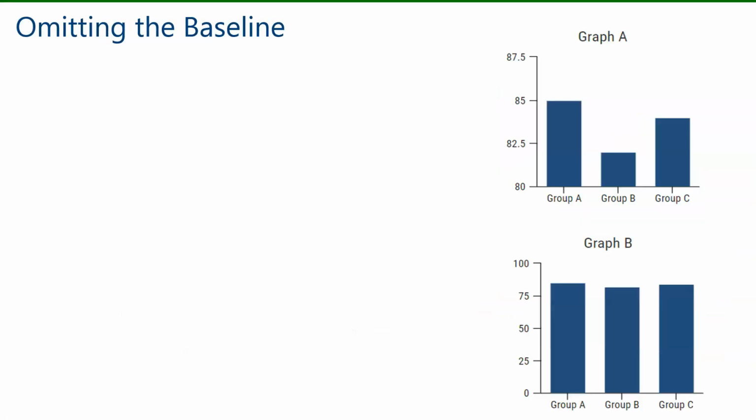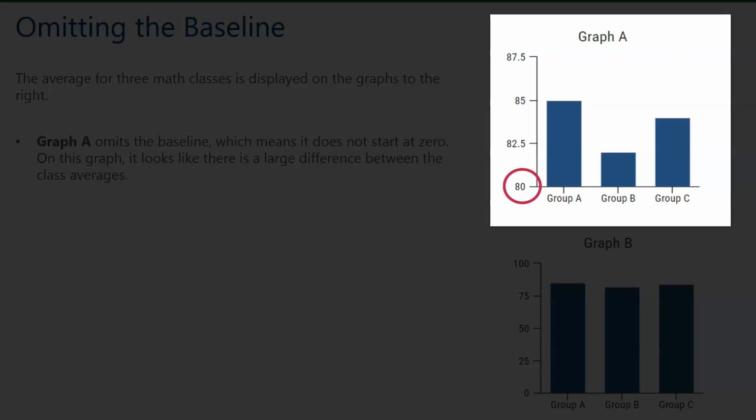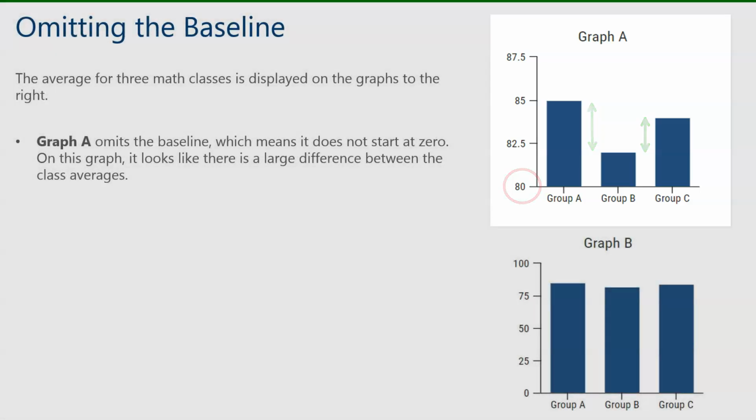Sometimes graphs are truncated or torn to save time and space. This means that the vertical axis does not start at the baseline, which in most cases is 0. The average for 3 math classes is displayed on the graphs to the right. Graph A omits the baseline, which means it does not start at 0. On this graph, it looks like there is a large difference between the class averages.